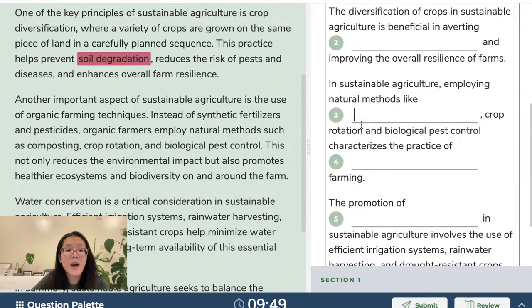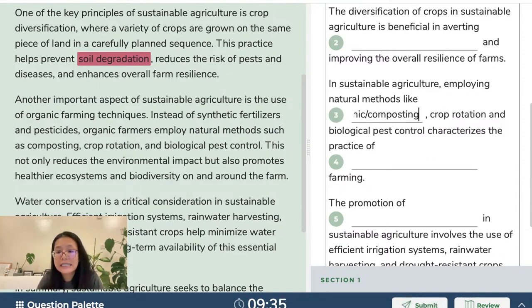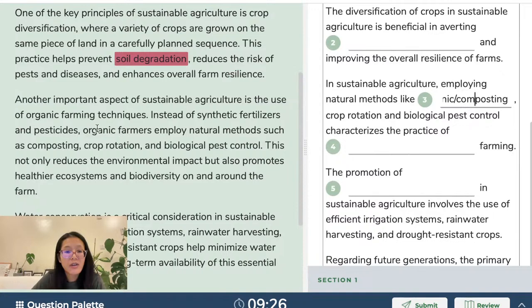So there are two possible answers for this question. The first one is organic. I write it here, okay? Organic. And the second one is composting. These are what we get from the text over here. Either organic or composting. Organic, composting.